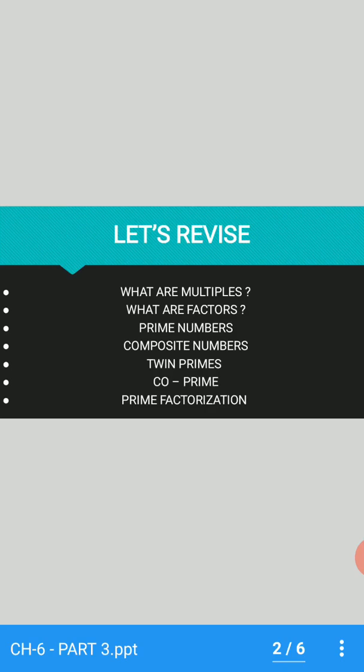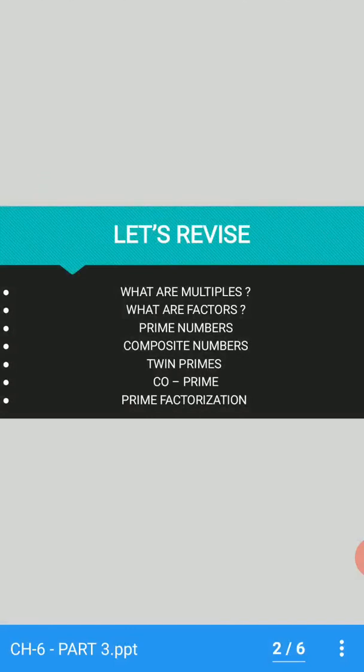A number which is greater than 1 and has exactly two factors, one being 1 and the other being the number itself, is called a prime number. For example, 3. 3 comes in the 1 table and in the 3 table only. It means 3 has only 1 and itself as factors. So a number like 3 is called a prime number. Clear? Now we will discuss composite numbers.